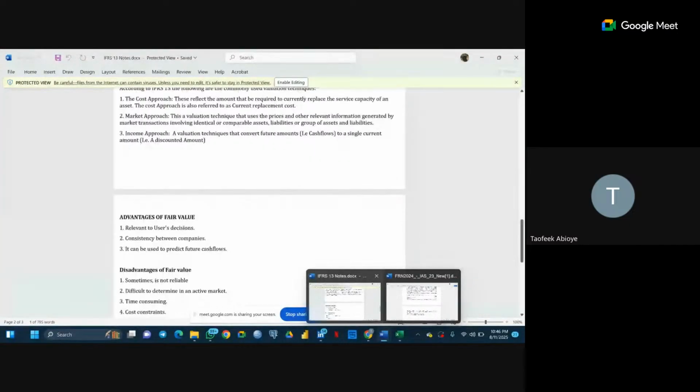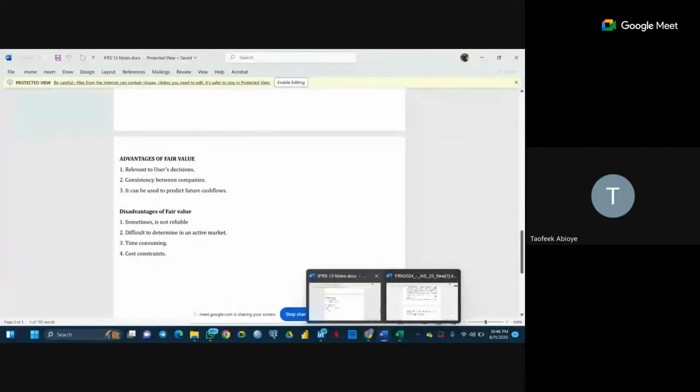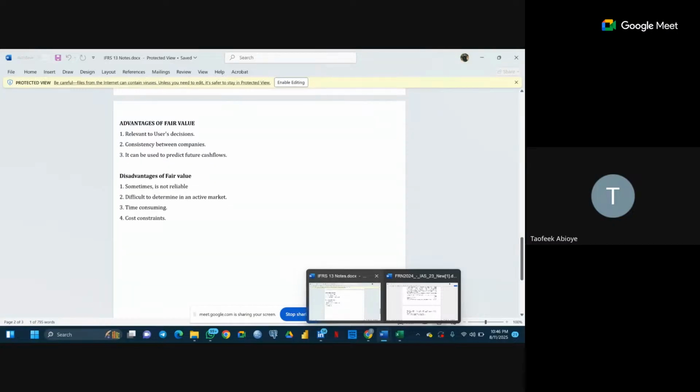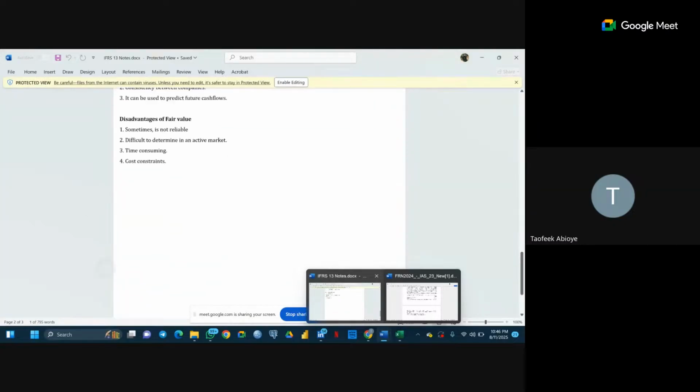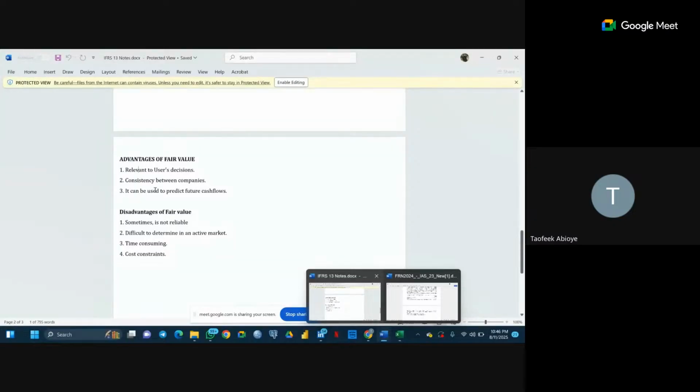So the advantages of fair value: it is relevant to users' decisions, there is consistency between companies, and it can be used to predict the future. Disadvantage: sometimes it is not reliable. It will not be reliable if you are using level 2, whereby there is no quoted price and we are using our assumption, or where a particular company is using its own assumption to value its assets. Even if the asset is of the same category, in my own company we can decide to value our own asset at a particular price. So it is also time consuming and a cost constraint. All these are the disadvantages of fair value.